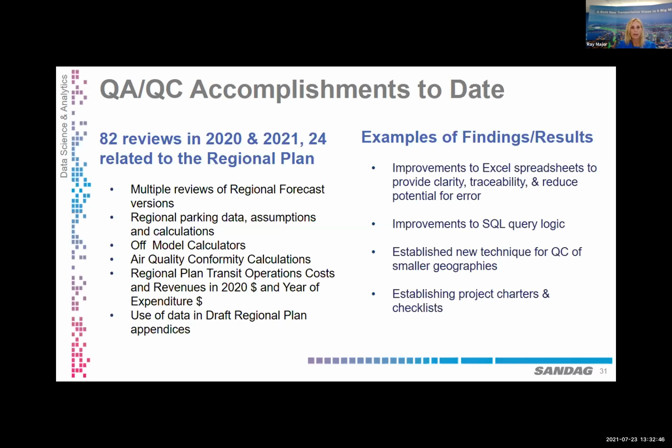We looked at the ALK model calculators that are used as part of our regional planning process, air quality conformity calculations, the revenue and expenditure assumptions for the regional plan. And then we're also very knee deep right now in making sure, again, even though the draft regional plan is out, there's some things that are still going on. We're still continuing to review it because we definitely want to make sure that everything that we're putting out there is accurate. Some examples of findings and results over time, over these different efforts, we've been able to share.